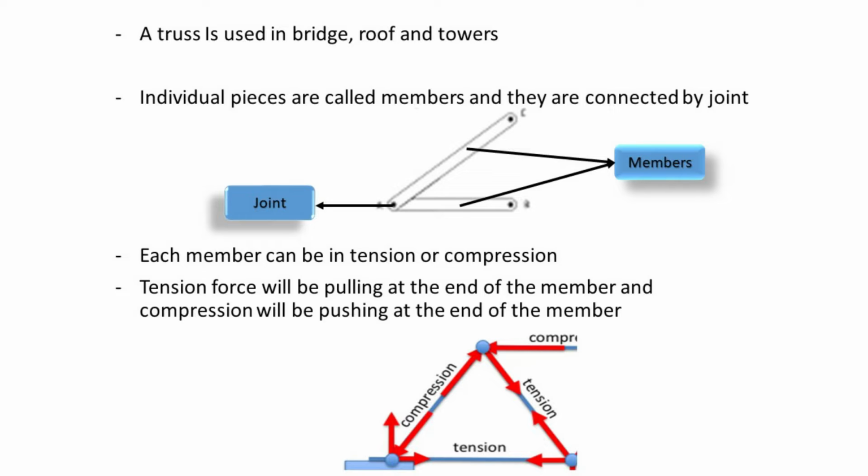Each member can be subjected to a tension or a compression force. Tension force is a pulling force that acts on the end of a member, and compression force is a pushing force that acts at the end of a member.